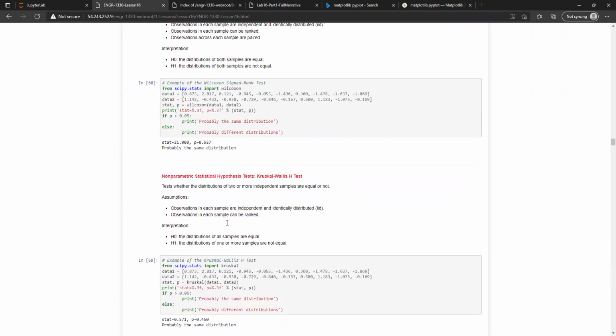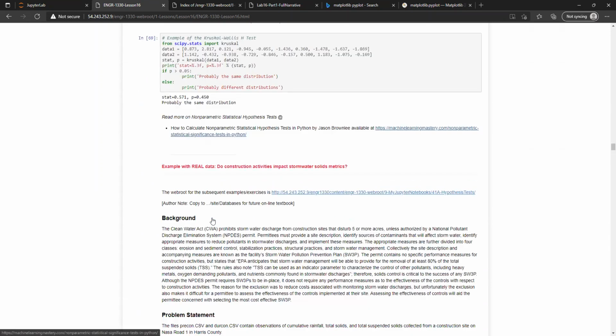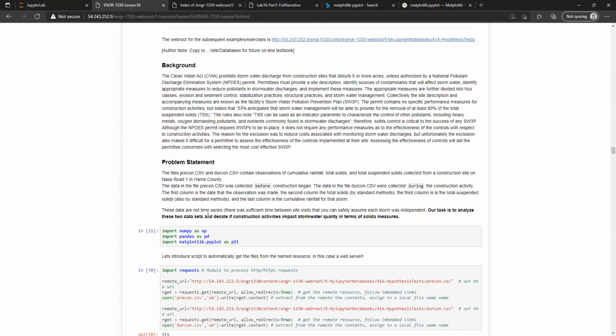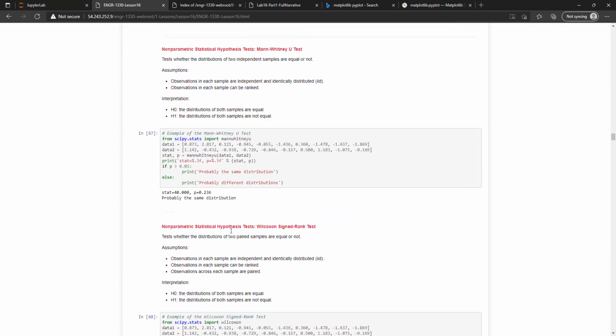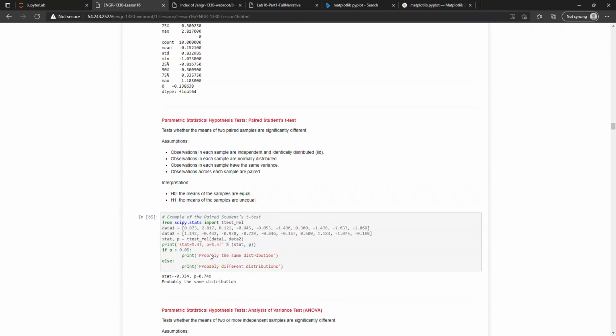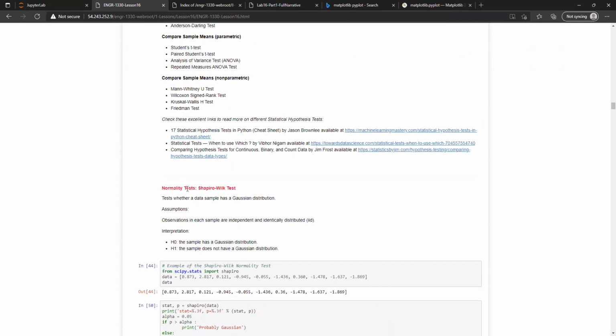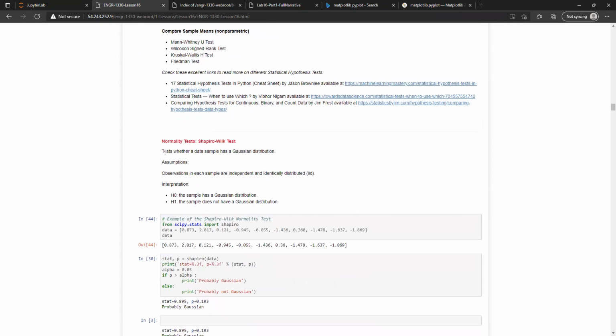Now these tests have descriptions of what they do. So I need the one that talks about testing if something is normal or not. And there could be, hypothesis, which one? Yeah, they're all hypothesis tests. So someone says Shapiro-Wilk. Let's take a look for that one. I believe it's up here. Yeah, it's right here. So this one says, tests whether a data sample has a Gaussian distribution.